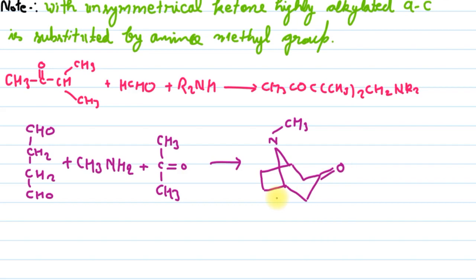So this is the overall Mannich reaction with two examples, and two other examples, and two types of mechanism. First is the acid catalyzed mechanism and second is the base catalyzed mechanism.